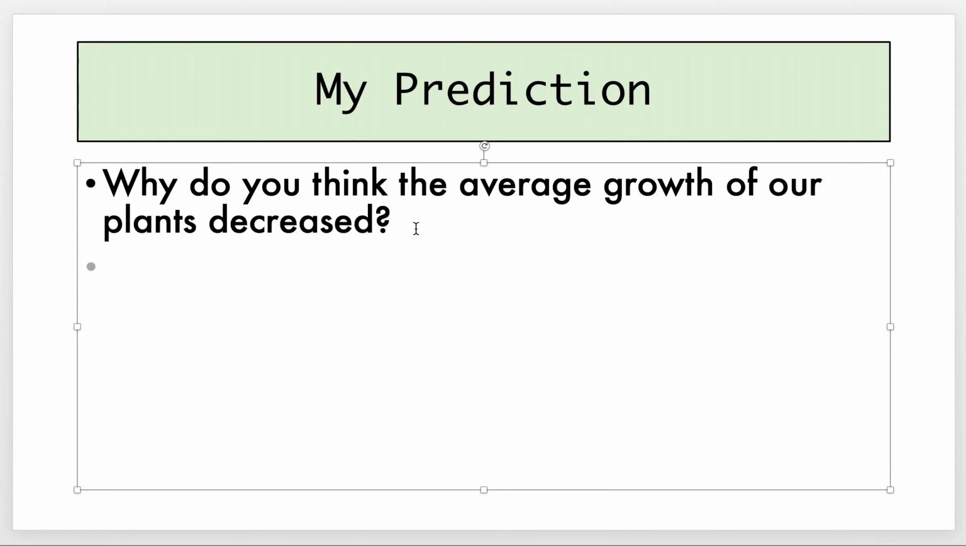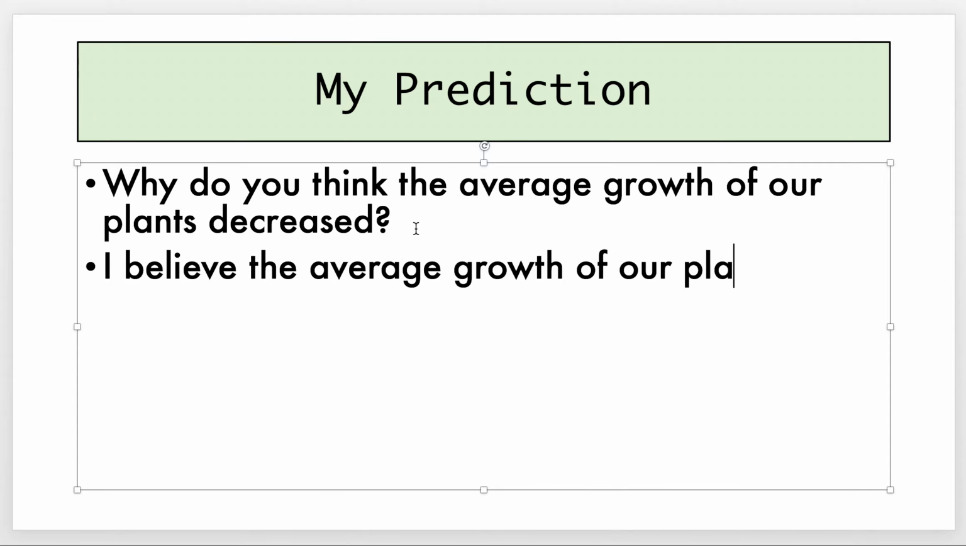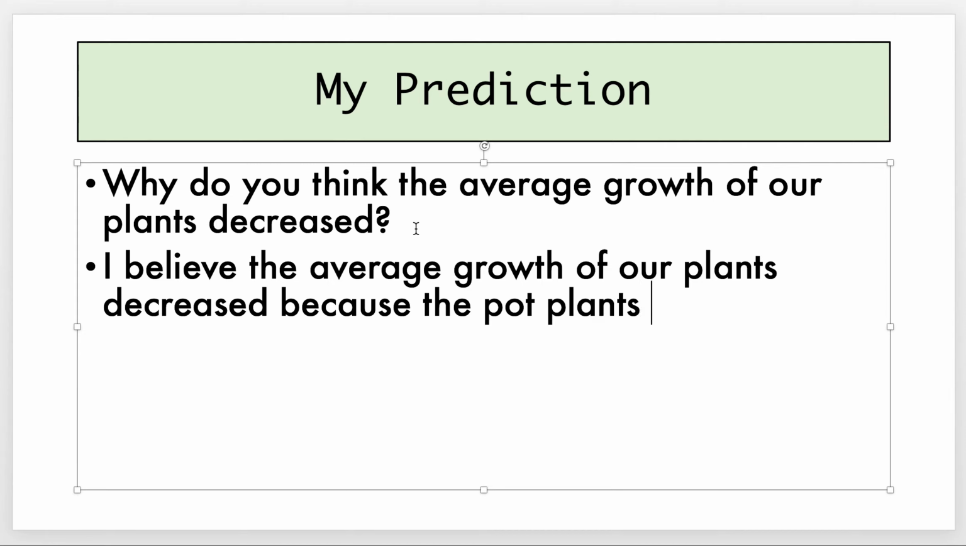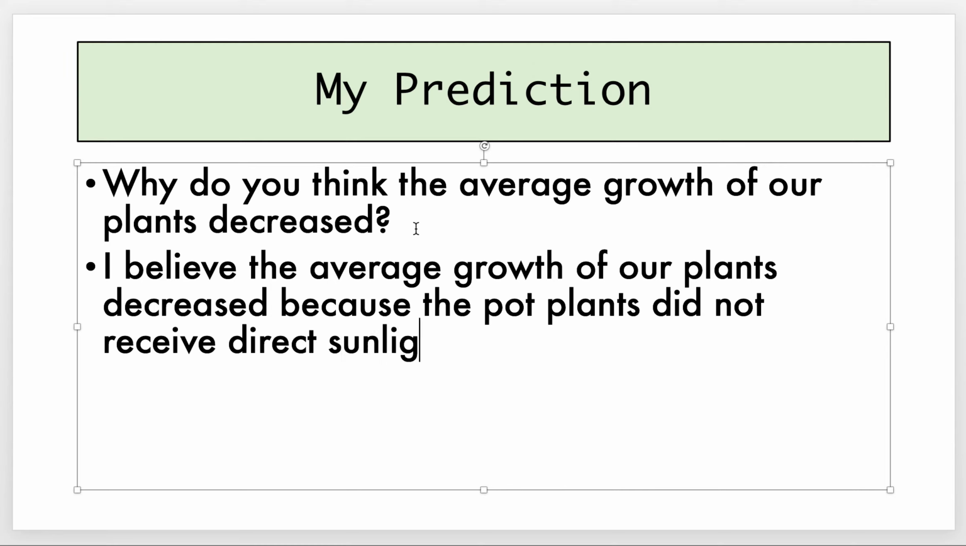So let's put this into a sentence. I believe the average growth of our plants, remember because we're working together, decreased because the pot plants did not receive direct sunlight due to it being positioned, or you can say being removed from its environment into a different environment.